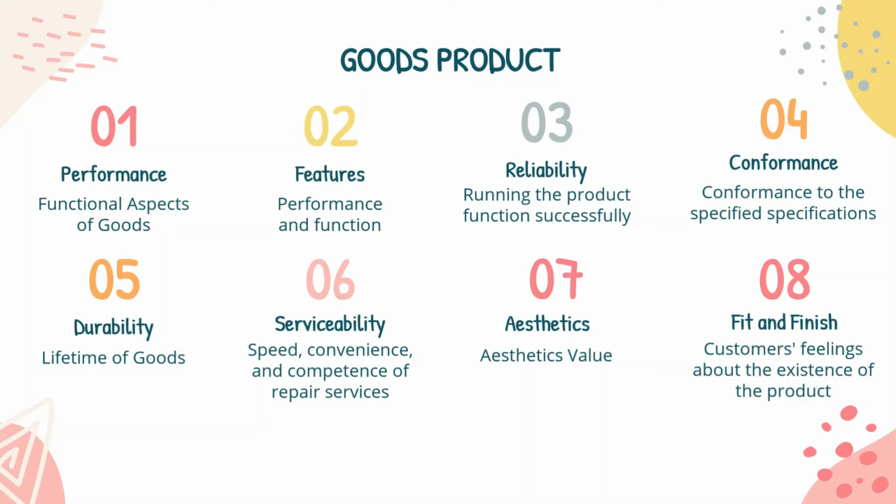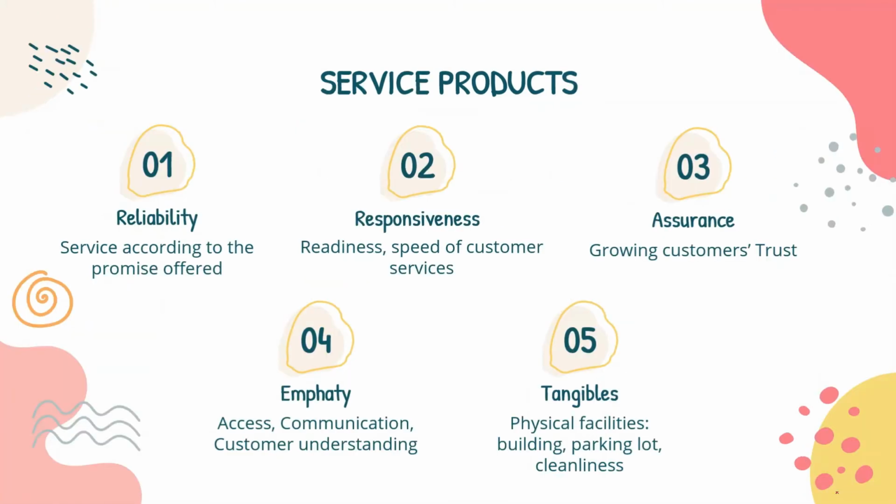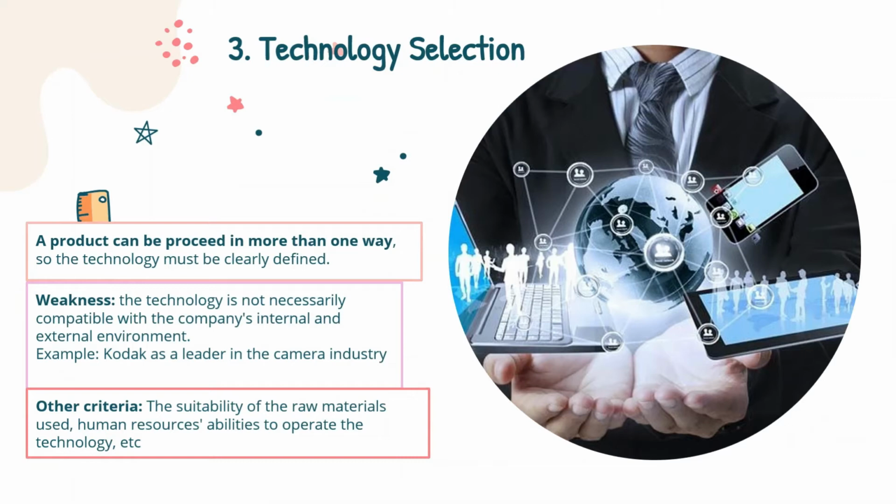fits and finish. But when we're talking about service products, then we're talking about the quality of your reliability, your responsiveness, your assurance, your empathy, and also the tangibles of your physical facilities like your building, your parking lot, your cleanliness, like that. And once you have considered your quality planning, then you can go with the next step, which is the technology selection.